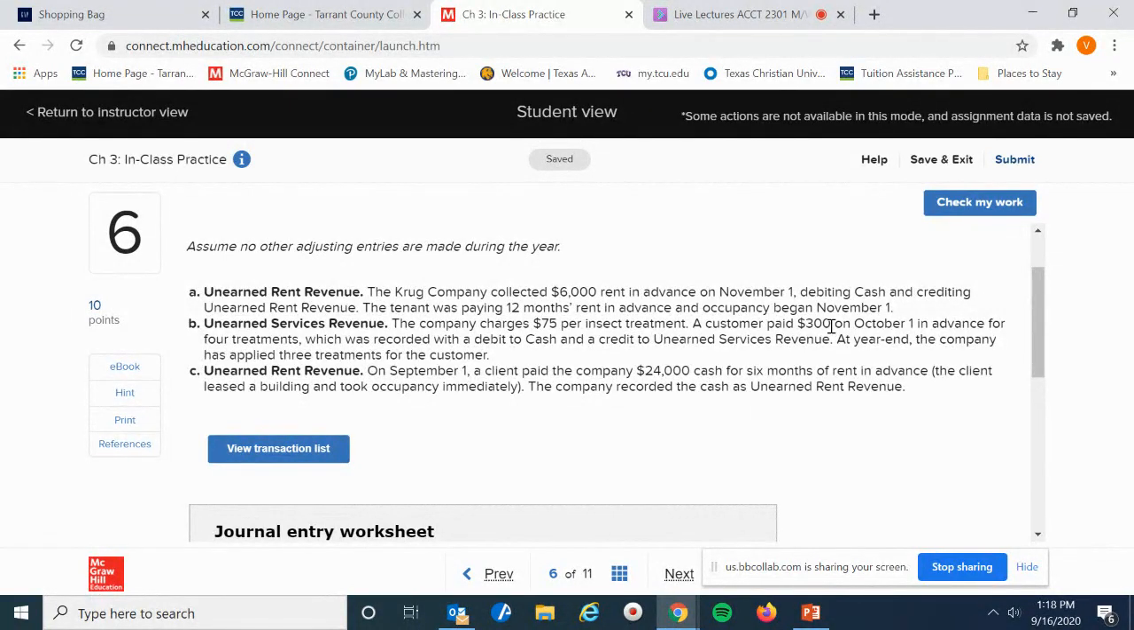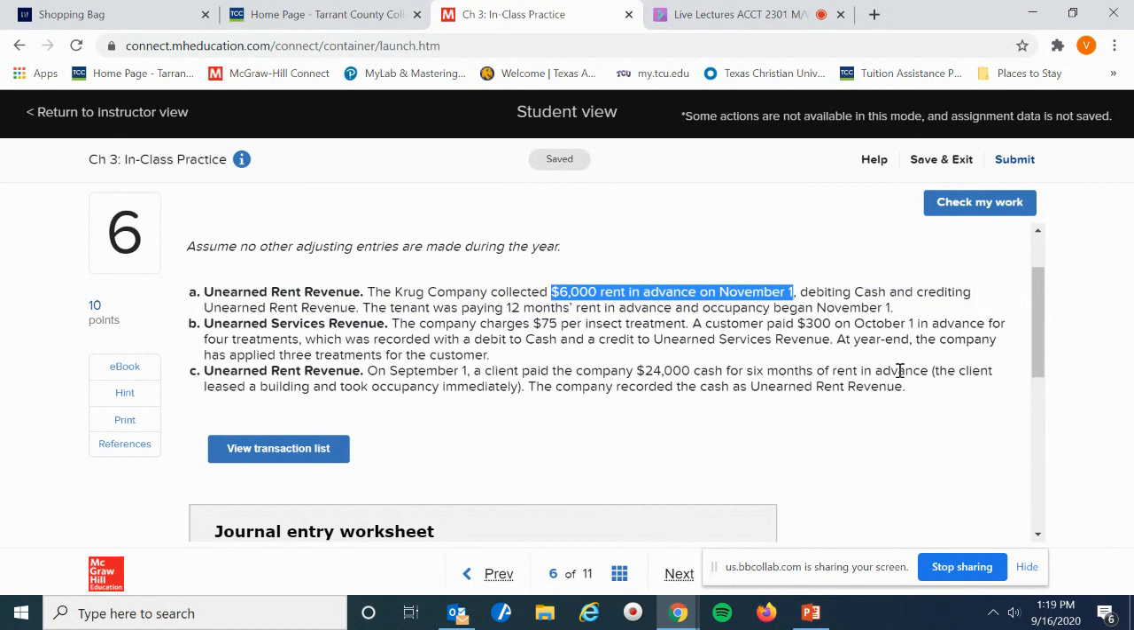Again, you have to understand the original transaction in order to be able to prepare the adjusting journal entry. Here, we are adjusting revenues for revenues that have been earned during the period. So let's look at the first transaction. The Krug company collected $6,000 rent in advance on November 1st. This is the original transaction. When they collected the $6,000 rent in advance, they debited cash and credited unearned rent revenue.